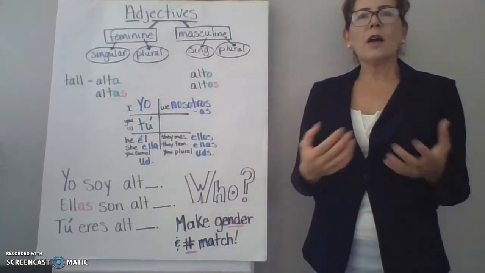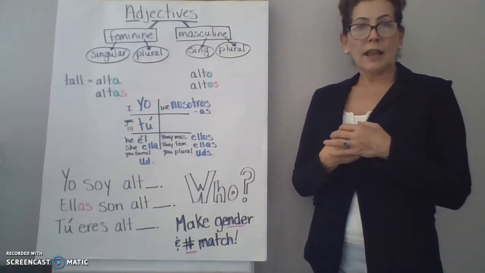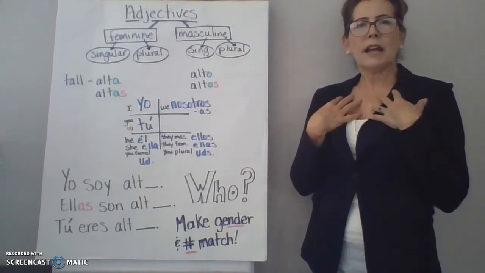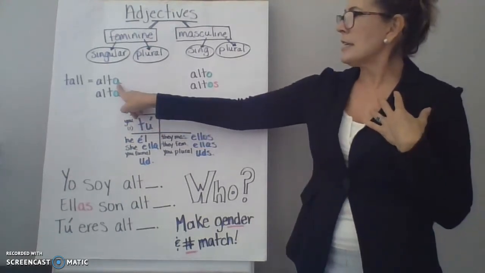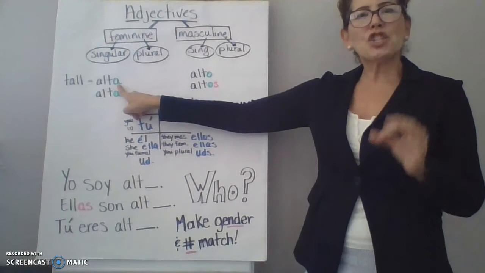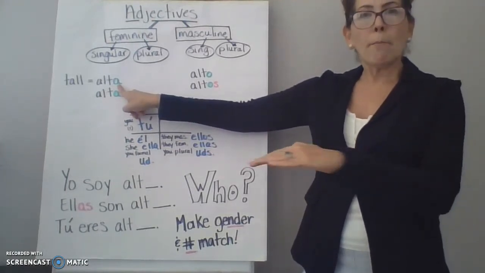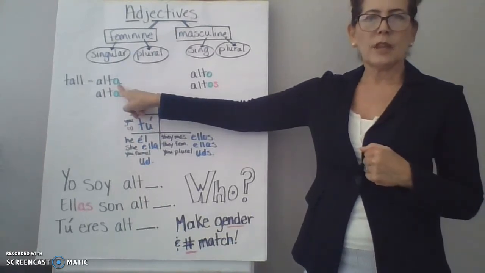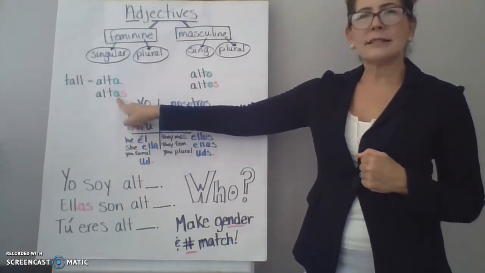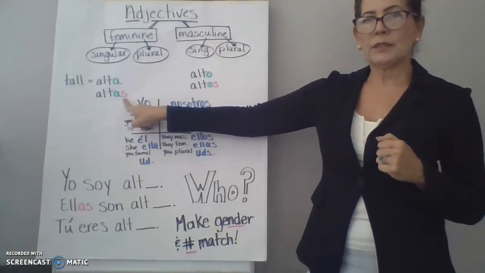And let's say I want to describe myself as tall. I would say, because I am feminine, I would use alta. Anything ending in the letter A is generally feminine. If I want to use multiple of us, let's say if I want to say all us girls, we are altas. We are feminine and plural.